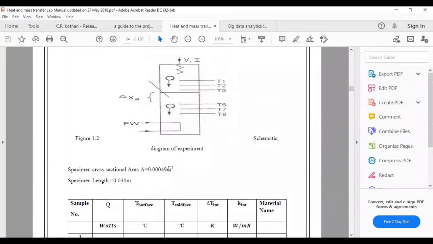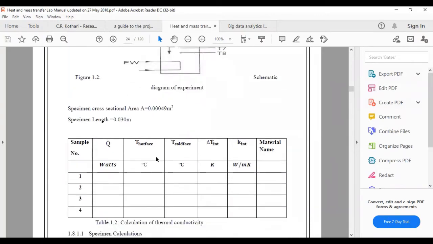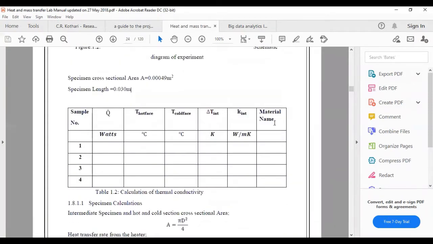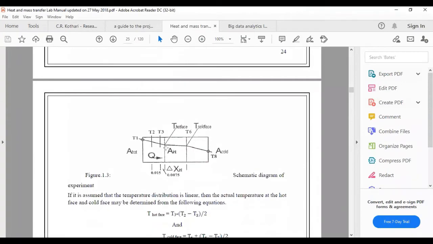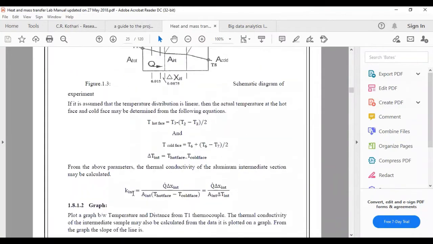Area of the sample is given to us and the length or thickness of the sample is also provided to us. So now our main target is to calculate the value of thermal conductivity, and this is the formula for thermal conductivity. You can see this is K is equal to Q into delta X over area into delta T. So for this purpose, we need to calculate this Q and this T hot phase and T cold phase.